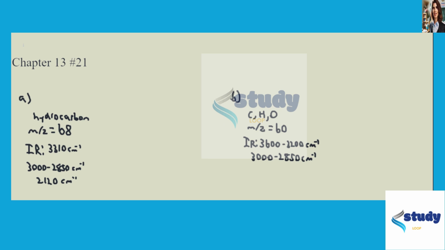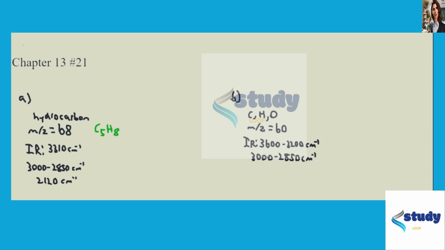I think the way to approach this is to think, okay, we only have carbon and hydrogen, so how many carbons can an M+ of 68 accommodate? The answer is 5. Five carbons will account for 60 of that 68, and we can then fill in what's left with 8 hydrogens.